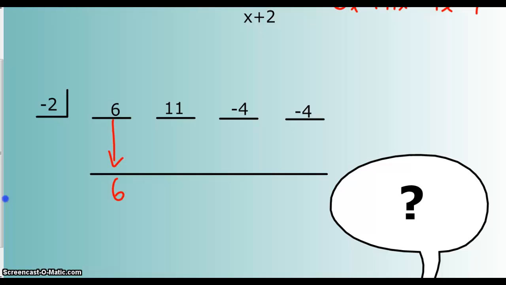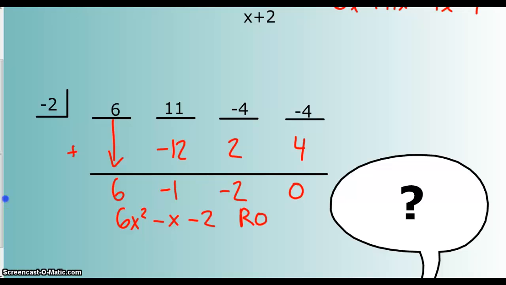We're going to multiply and get negative 12. Let's add: 11 plus negative 12 is negative 1. Multiply, I get positive 2. Add, I get negative 2. Multiply, I get positive 4. Add, I get 0. So if I were to write the answer, it would be 6x squared, because remember, we go down 1, minus 1x minus 2 with a remainder of 0.